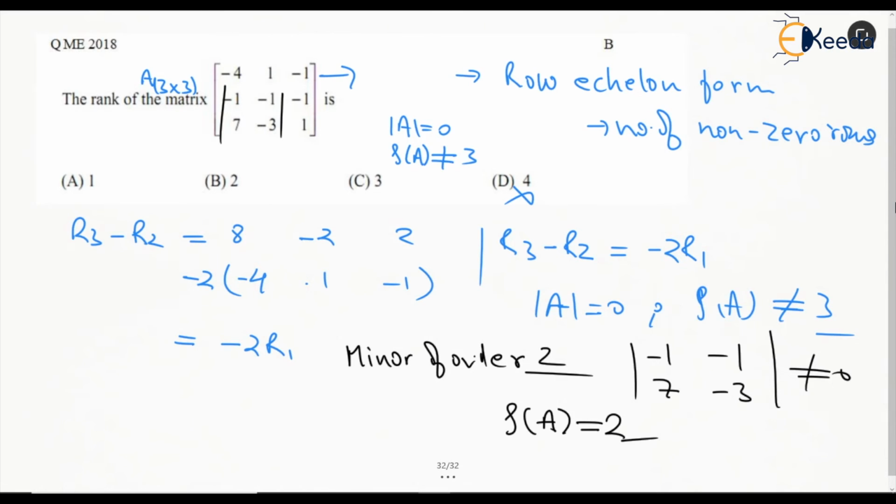Why? Because if any minor of a given order is non-zero, then the rank is going to be that order or higher than that. So we are checking a minor of order 2, it is non-zero, so the rank is going to be 2 or more than 2. The cases of more than 2 have been eliminated because it cannot be 3, so now it has to be 2. So the rank is 2, option B.